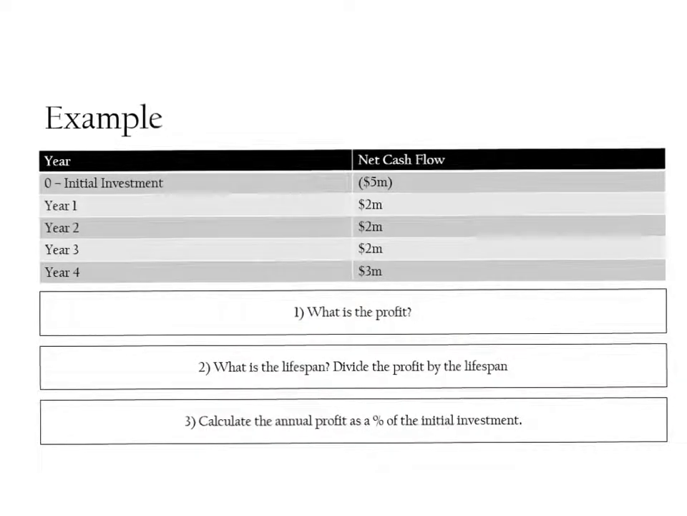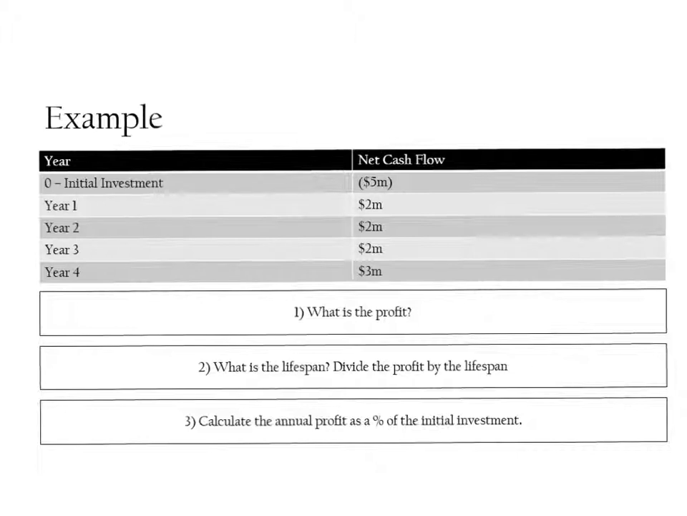So if we have a look at this example, just to put it into practice, if we see from year 0 to year 4, and we work out what the profit is, we can see that in year 1 to year 4 that we make a profit of 9 million. But we also have to remember the initial investment. So the profit of the 4 years, which is 9 million, minus the 5 million, and we get the profit of 4 million. So to start off with, what we've got is 4 million for the profit.